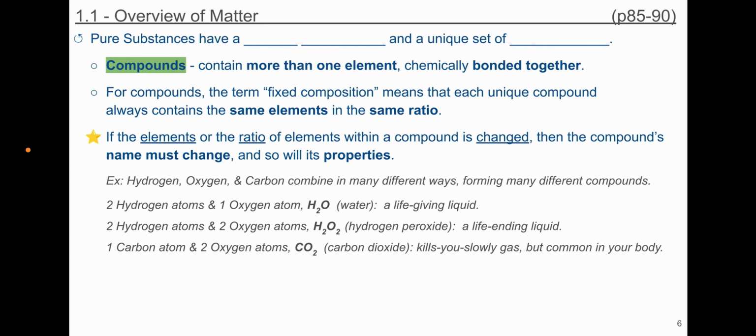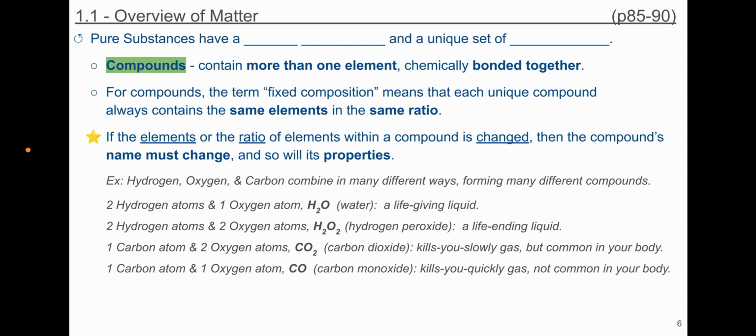We need oxygen, and we need CO2 to be able to get away from us and mix out, away from our breathing space. But if you change that even just a little bit down to one oxygen atom, now it's carbon monoxide, and a more dangerous gas now. This is something not common in your body, and it's something that can end your life even quicker.